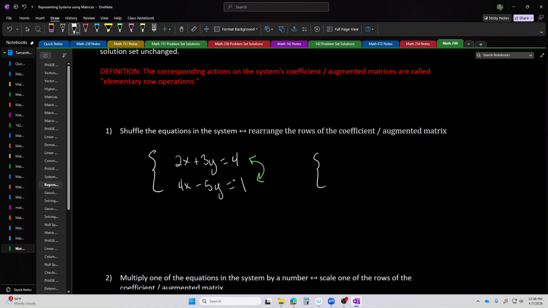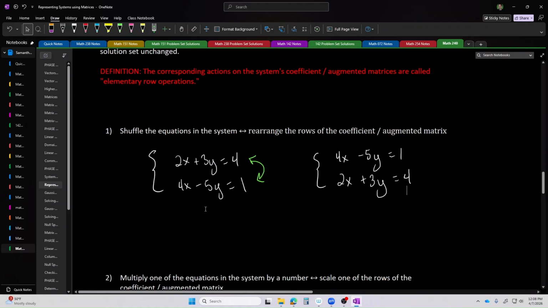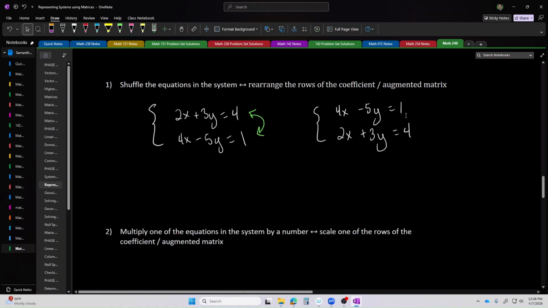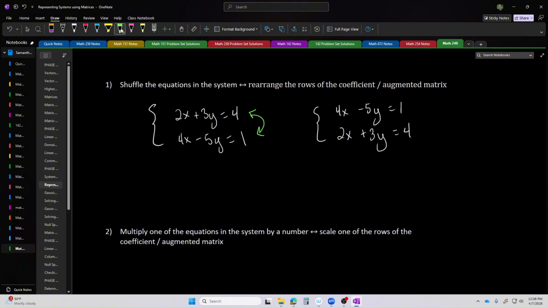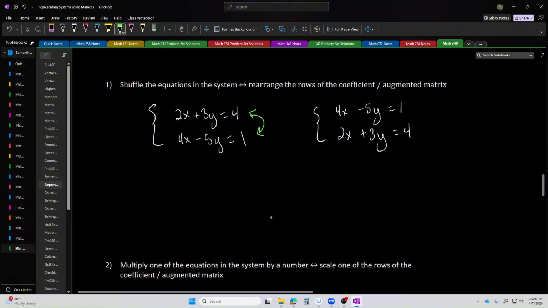If I write the second equation first, 4x minus 5y equals 1, and the first equation second, 2x plus 3y equals 4, if I just shuffle those equations around, it's not going to make any meaningful difference in terms of the solution set. So something like this is not going to have a real effect on the solutions that I get to the system. The corresponding action on the augmented matrix, or on the coefficient matrix, would just be to rearrange the rows of that matrix and shuffle those around.